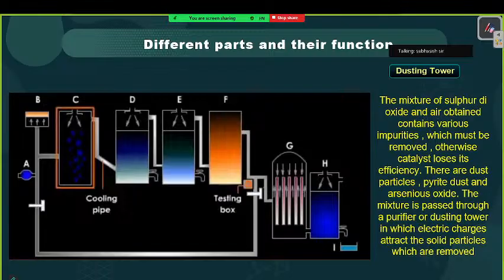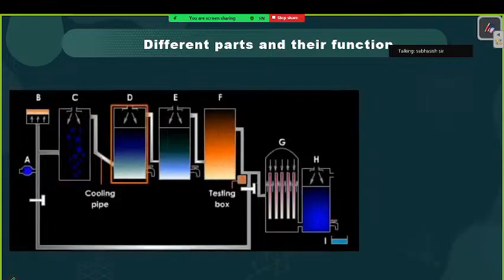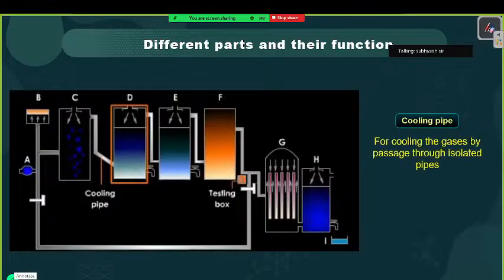Now come to the next part, that is the cooling pipe. One of the important parts here, you see written over here, this is the cooling pipe and also the container, that is D. Now first it is the cooling pipe. Now what is the function of cooling pipe?